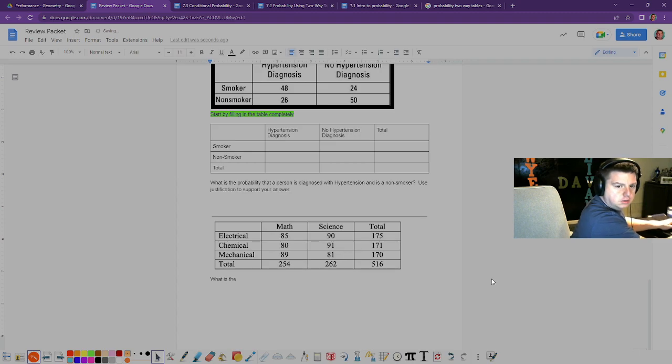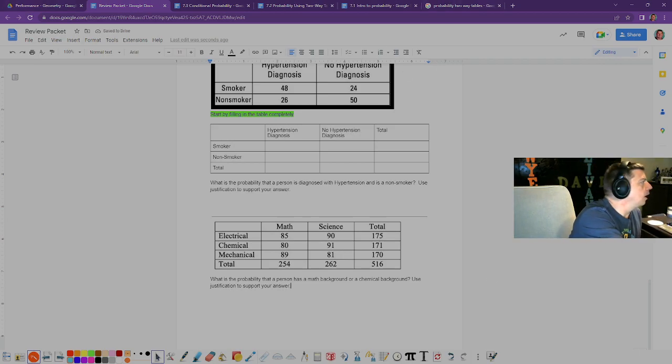What is the probability that a person has a math background or a chemical background? Use justification to support your answer. So, back to probability. Once again, desired over total.